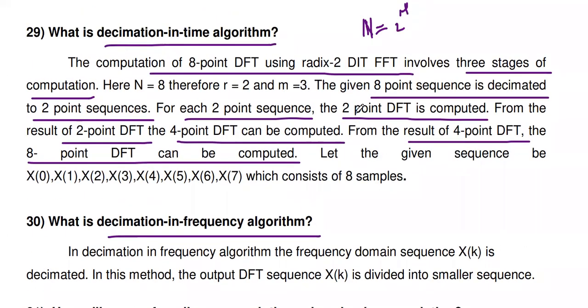So this decimation in frequency algorithm is the reverse of the decimation in time algorithm. Here, first we do the 8-point butterfly, then the 4-point butterfly, then the 2-point butterfly. But in DIT, first 2-point, then 4-point, then 8-point. In DIF, first 8-point. If it is an 8-point DFT, first 8-point, then 4-point, then 2-point.